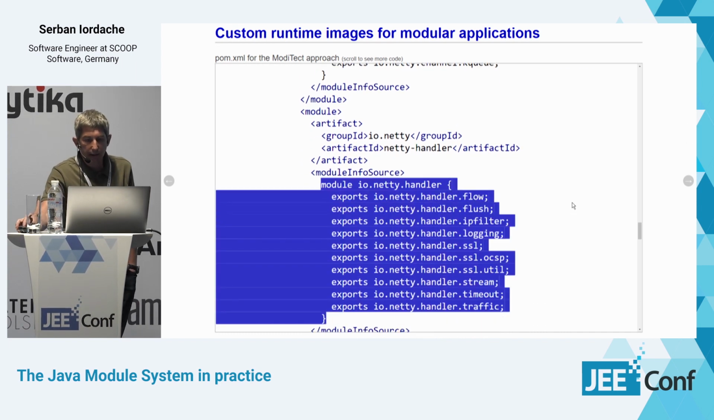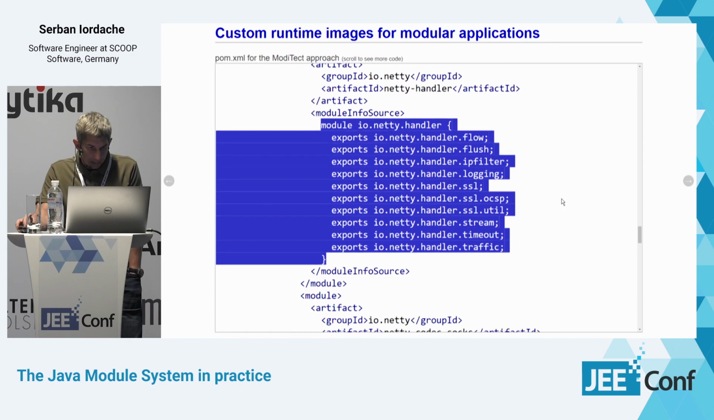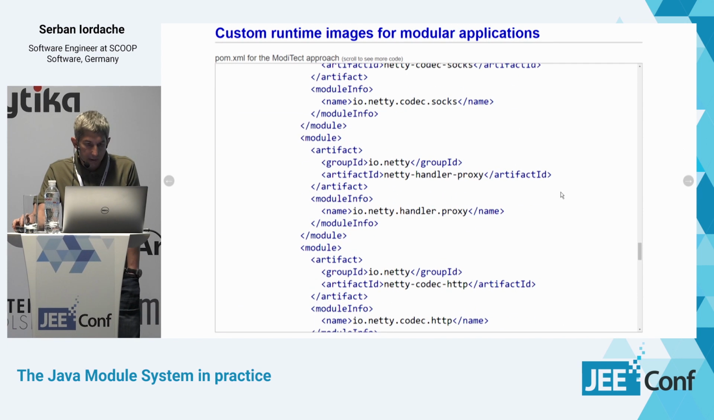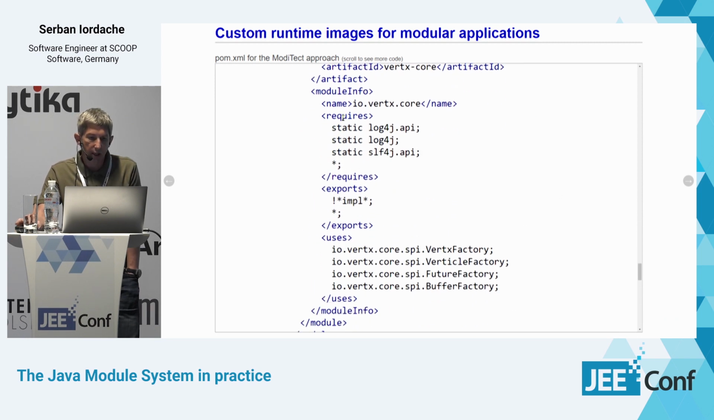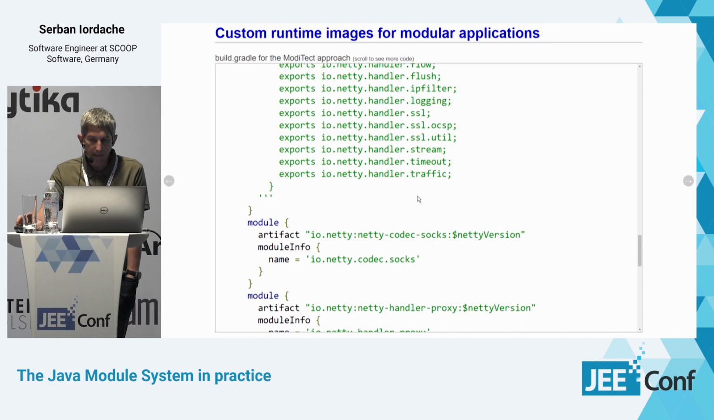And another option offered by moditect is to configure the directives in our module descriptor, such as requires, exports, uses, and so on, using wildcards. For example, here I specify that for this module, we want to export all packages except those containing impl in their name. With Gradle, it's similar.